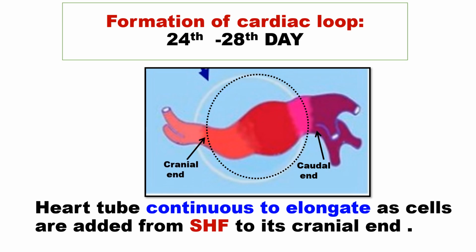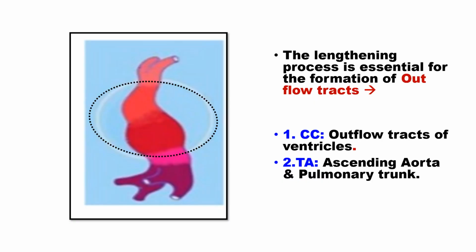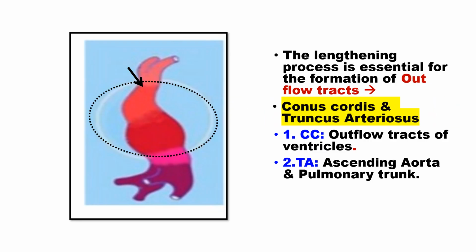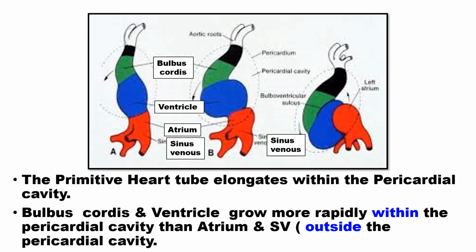The heart tube continues to elongate as cells are added from the secondary heart field to the cranial end. Secondary heart field is regulated by neural crest cells that migrate from the hindbrain, which is responsible for septating the heart tube. The lengthening process is therefore essential in formation of the outflow tracts, the conus cordis and the truncus arteriosus, which results in the cardiac looping. Conus cordis forms the outflow tracts of ventricles, whereas the truncus arteriosus forms the ascending aorta and the pulmonary trunk.